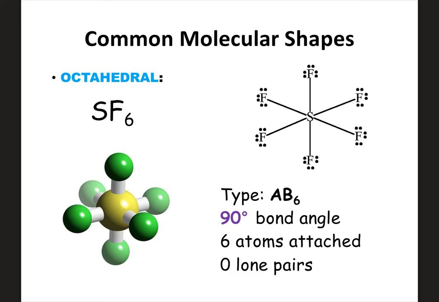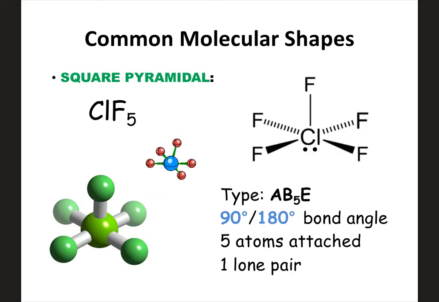This center atom, this sulfur, has to be able to expand to take more than 8. That's the only way this shape could work. But it is one of the elements that's able to expand and take more than 8. So anytime you have 6 attached to the center and 0 lone pairs on the center when you do the dot structure, that shape is called octahedral.